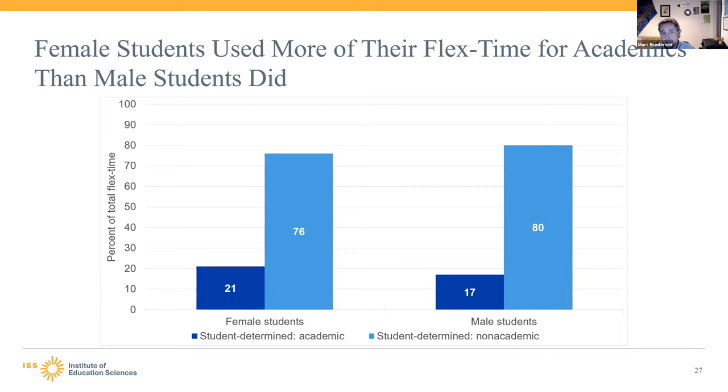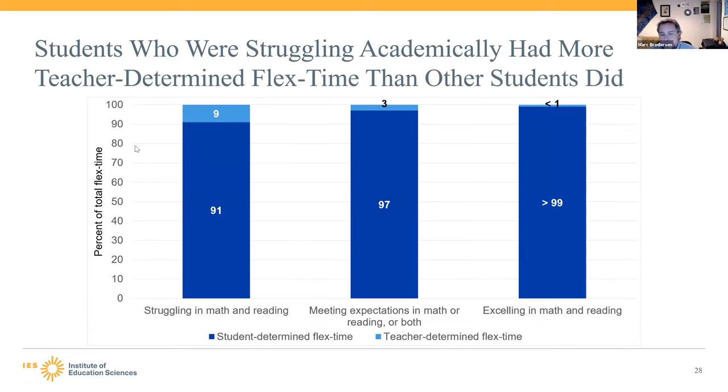What was quite interesting was some of the differences based upon student academic achievement levels. So if we can go to the next slide. What we did was basically we got all of the students' state assessment scores from the previous year and we were able to classify them as struggling, meeting grade level expectations, or excelling in both math and reading. Then we wanted to see if students were choosing to use their time differently based upon whether they're struggling in math and reading or excelling.